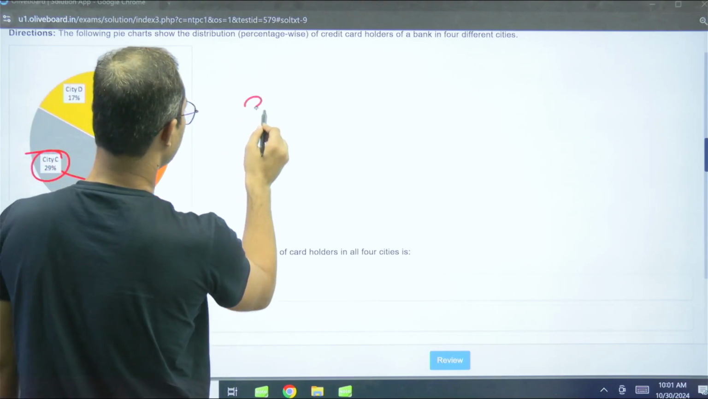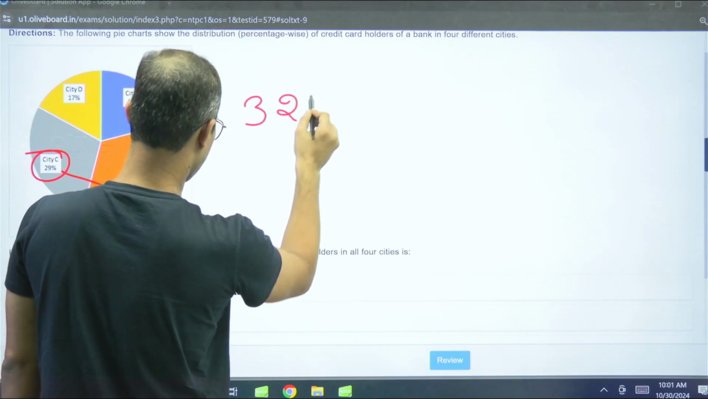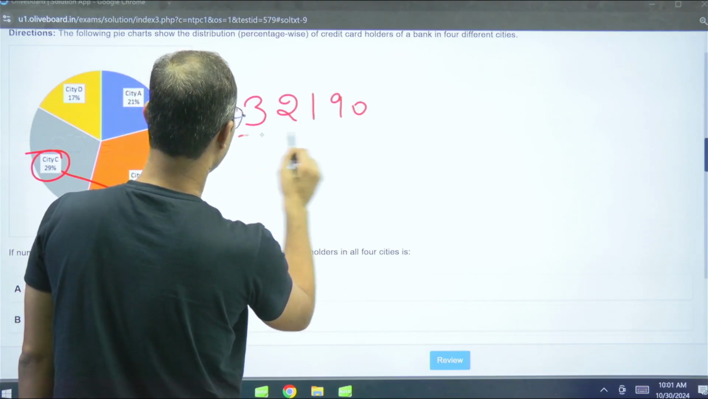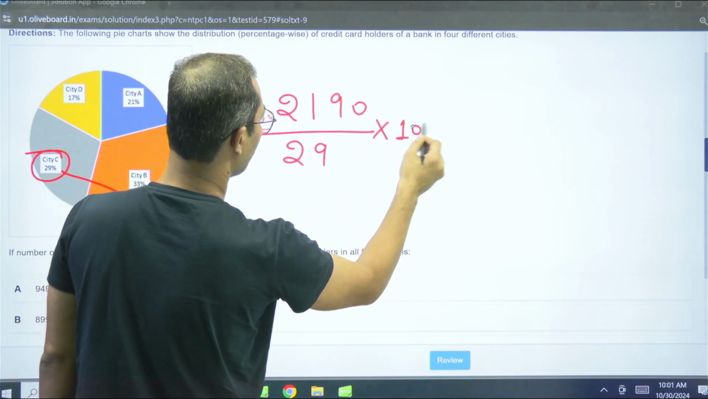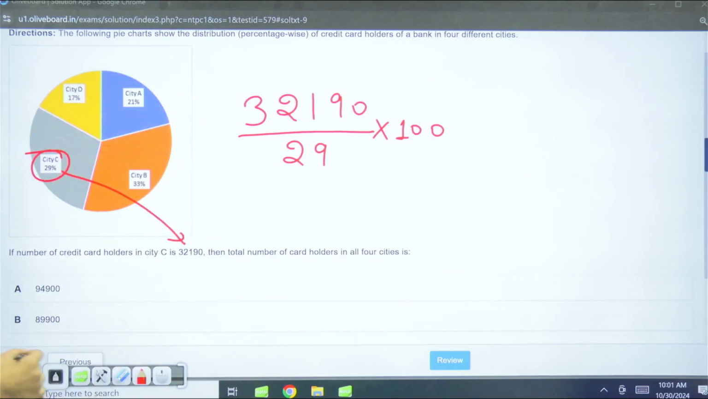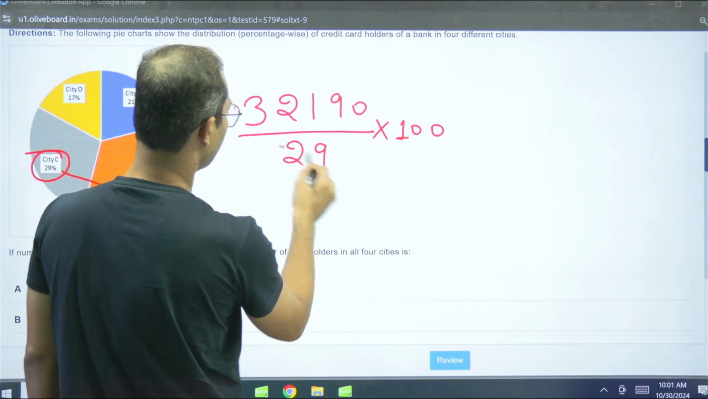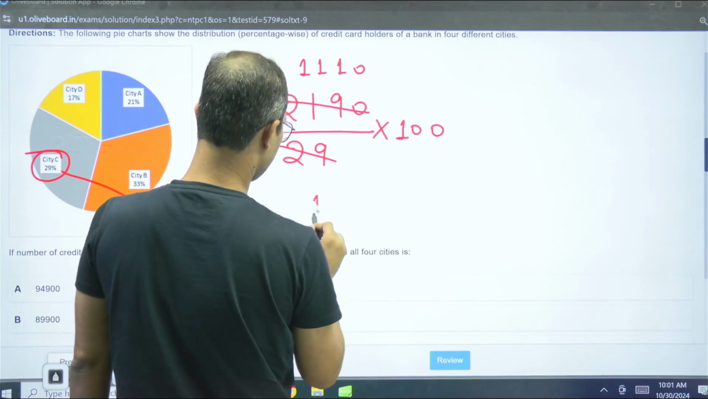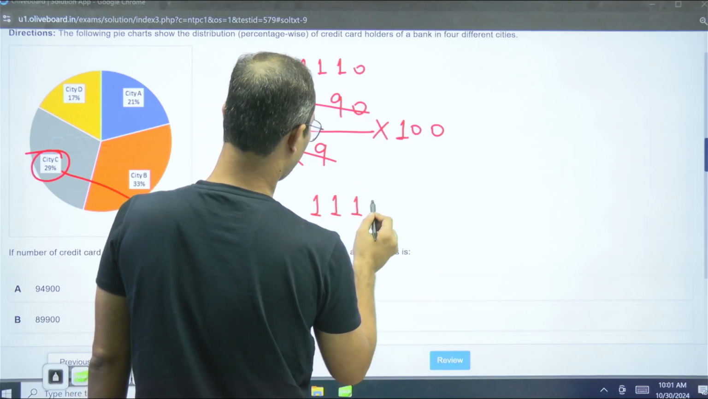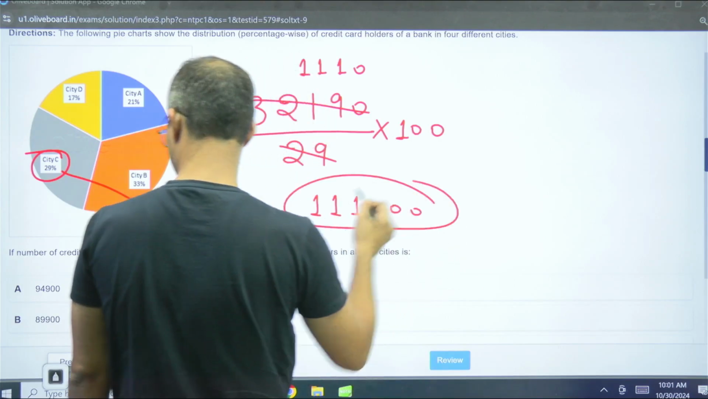So we can say that 1% is equal to 32,190 divided by 29. We have to calculate the value for 100%, right? So we just need to divide 32,190 by 29. So we will get how much? So we can say that 111,000, right? So this is the right answer.